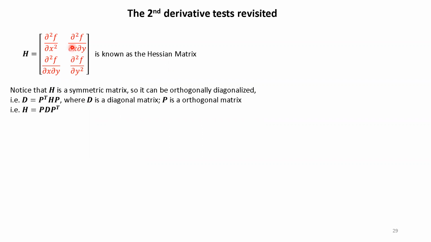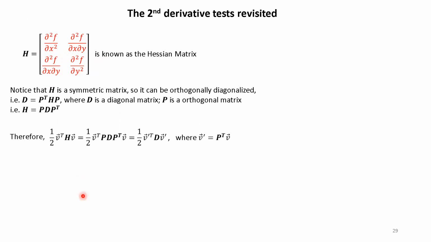Because this is a symmetric matrix, remember in the last chapter we learned that it can be orthogonally diagonalized. That means if I sandwich this matrix H with P transpose and P, it will become a diagonal matrix D. This is what we learned in the last chapter. You know how to find P and P transpose: you just need to find the eigenvalues and the eigenvectors of this H.